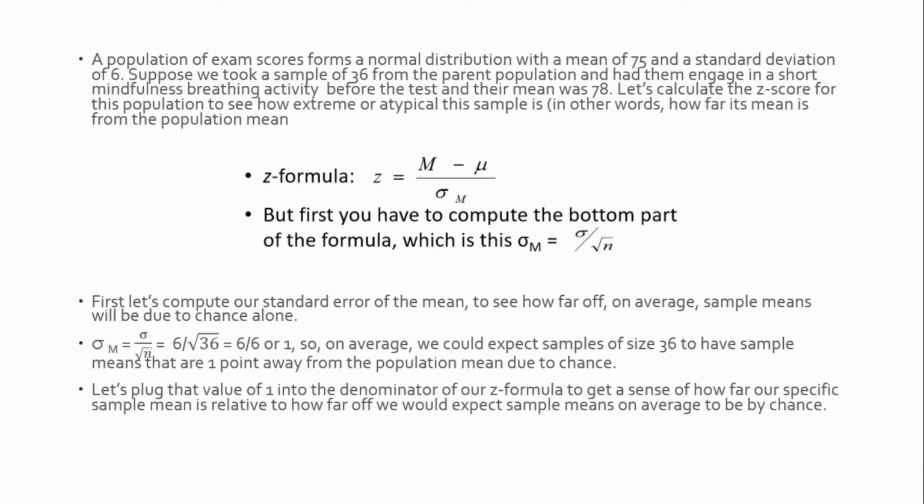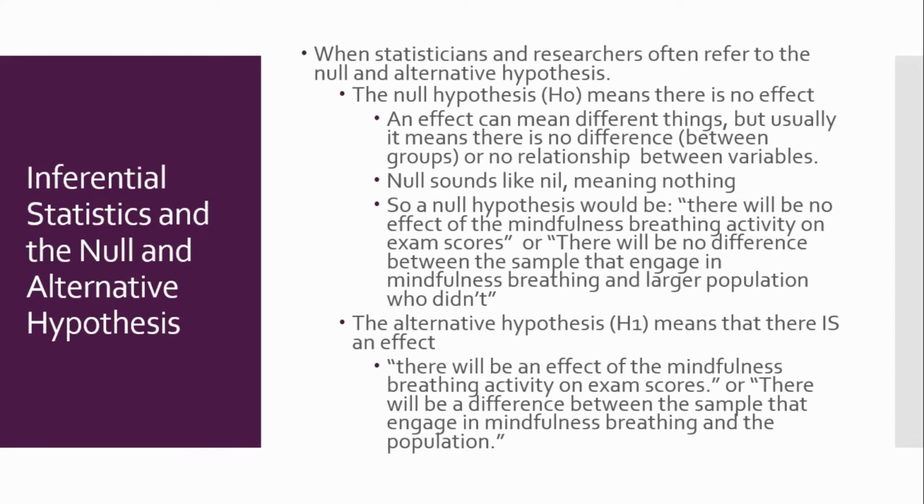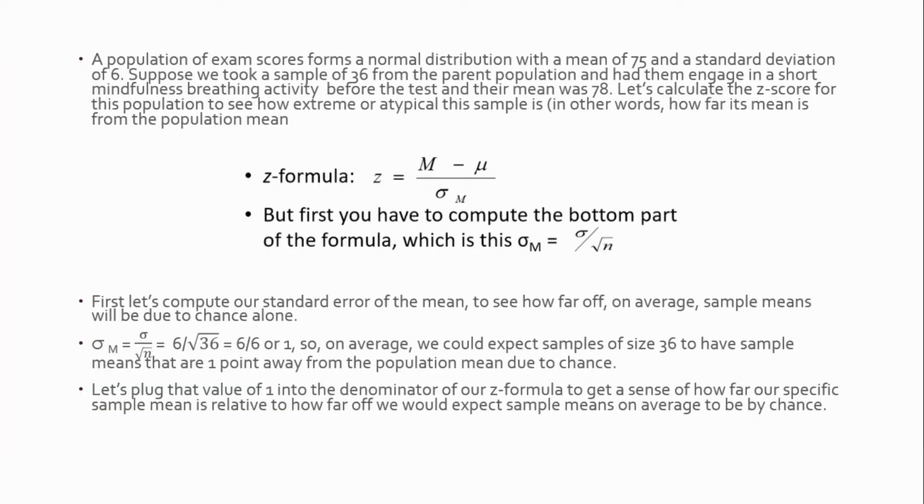So let's actually, I'm going to skip that previous slide, but you'll want to look at that later. So here's the example. We're going to calculate the z-score, but first we have to get the standard error of the mean, okay? We have to calculate this first so that we can plug it into this z-score formula. This is the standard error of the mean. This is that denominator. This is how you calculate that, okay?